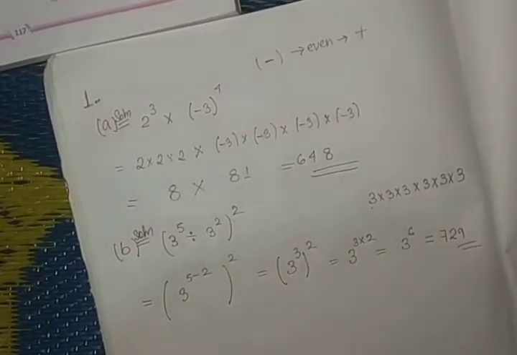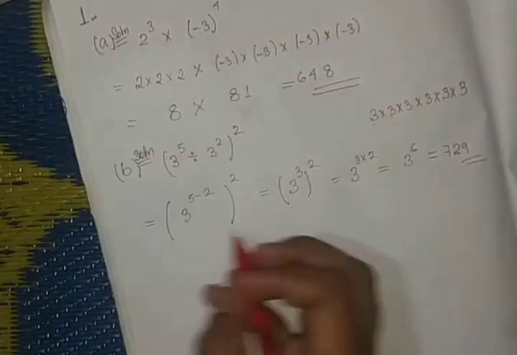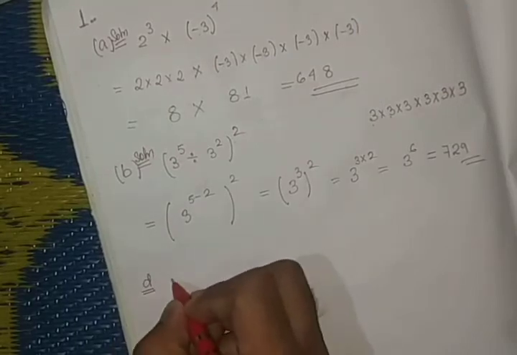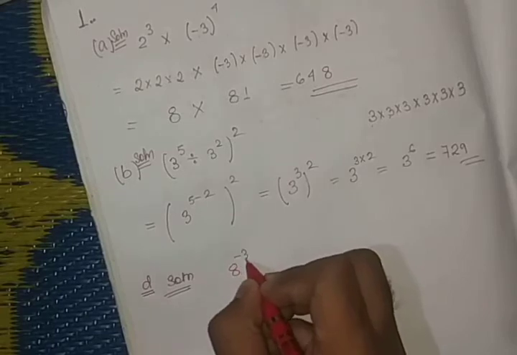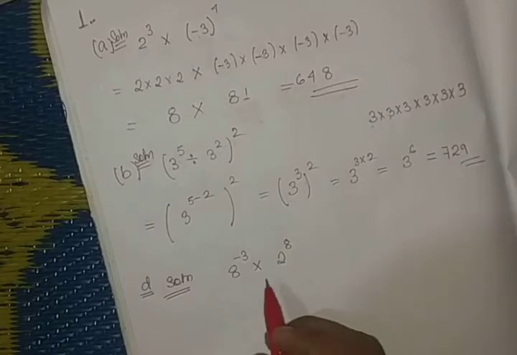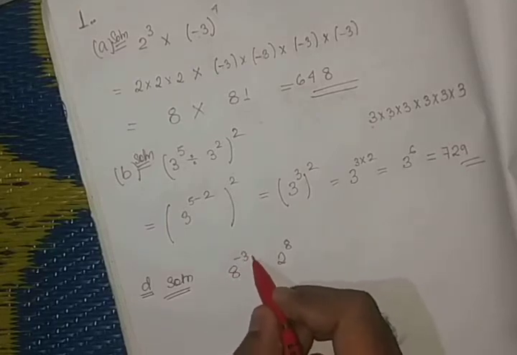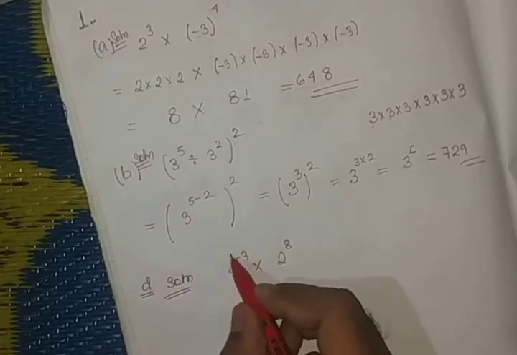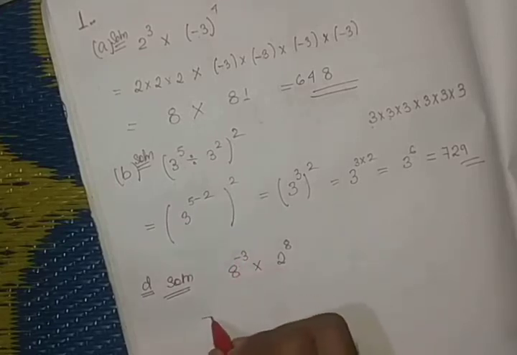Now let us see the next question, that is question number D. Question number D, it is given 8 to the power minus 3 into 2 to the power 8. Now in this type of question, we have to convert both the bases to the same. Then the first aim is to convert this power to positive. Or without converting this one to positive also we can do.